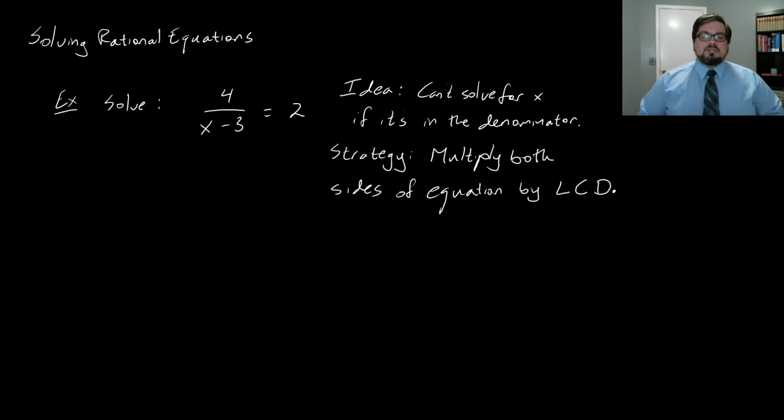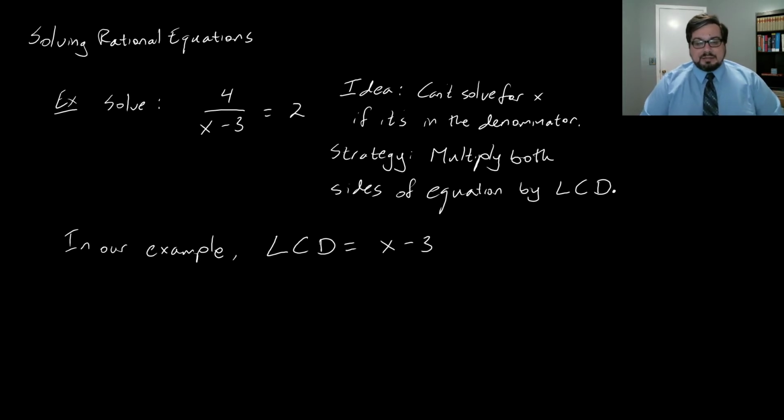Now remember that rational expressions can have least common denominators just like fractions can. And in the case that we're working with rational expressions, those least common denominators will be expressions involving a variable. In our example here, this is a pretty simple example where we only have one rational expression, only one fraction, and only one denominator, which means that the least common denominator is just that single denominator that appears, the x minus 3. So we're going to try multiplying both sides of the equation by the least common denominator.